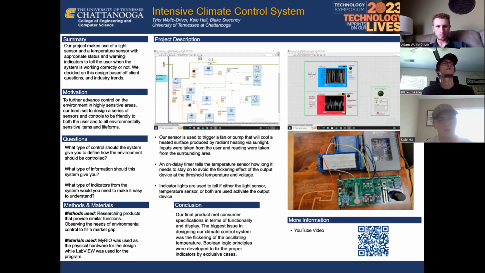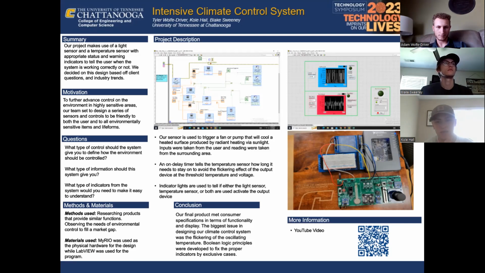And for the conclusion, our final product met the specifications that we strove for and that our customers desired. We tried to figure out how to solve all their questions and everything like that.